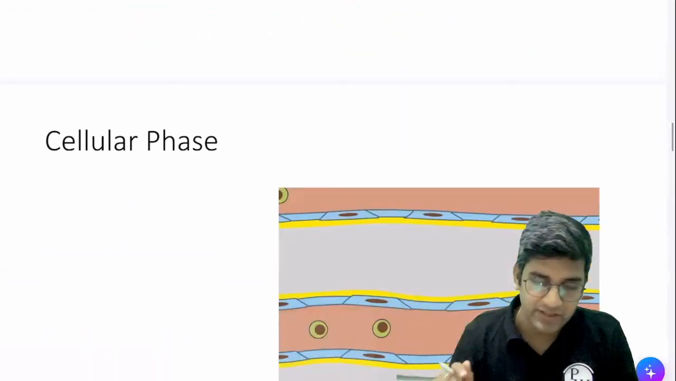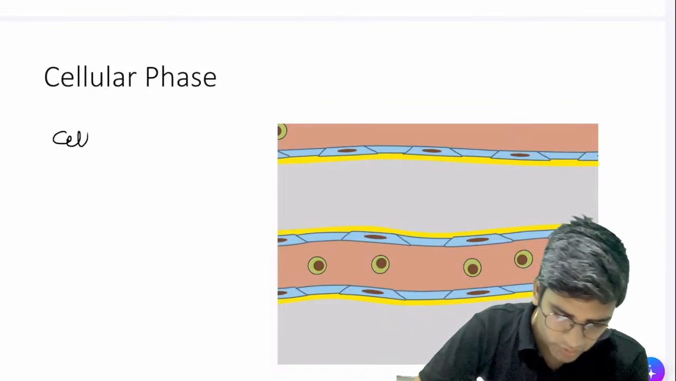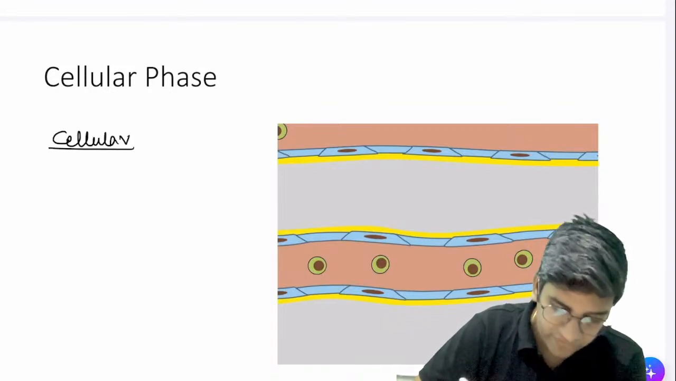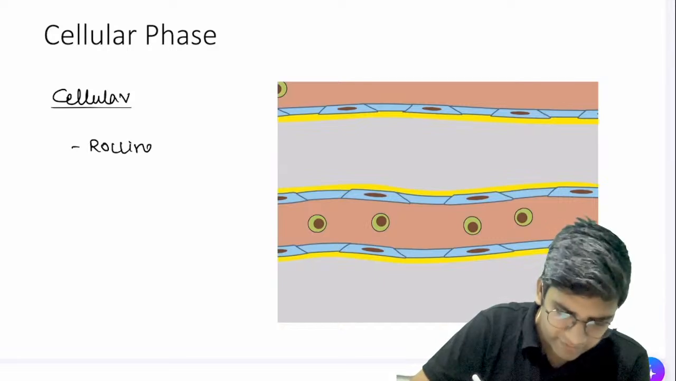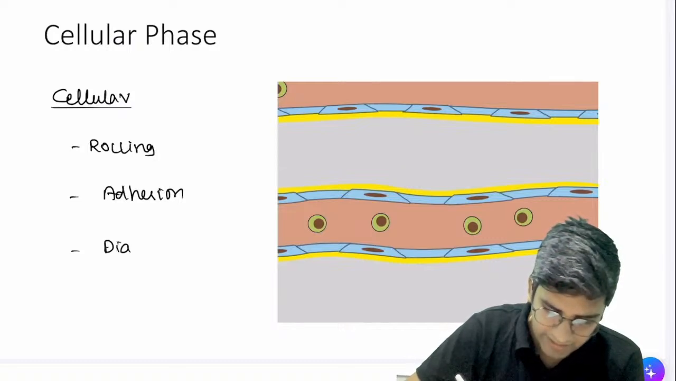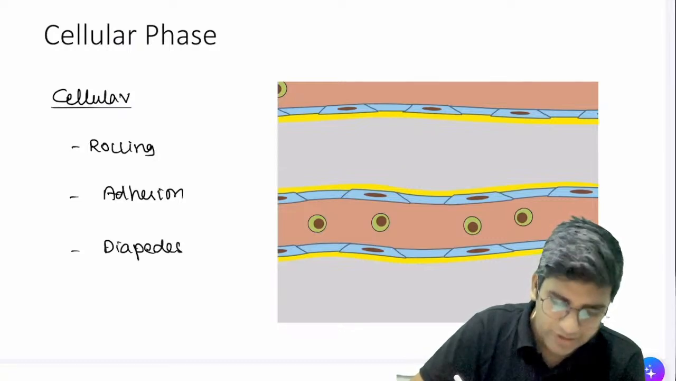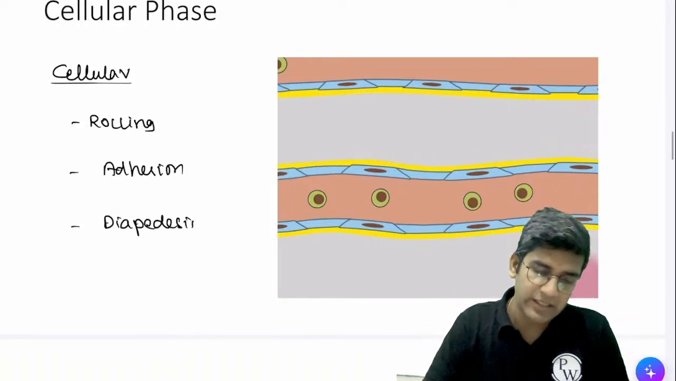For understanding the cellular phase, I have three major steps. So in the cellular phase, we have three major things. One is called rolling. I'll tell you why we need rolling. Second is called adhesion. We'll also learn why we need adhesion. Third is called diapedesis. Diapedesis or transmigration across the endothelium wall, right? I'm just giving a random example.